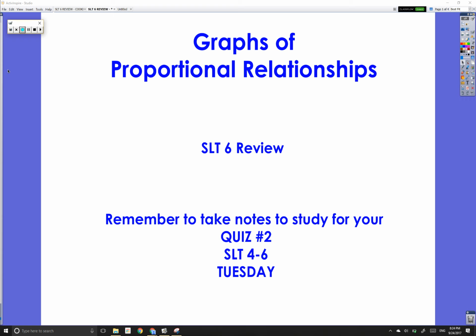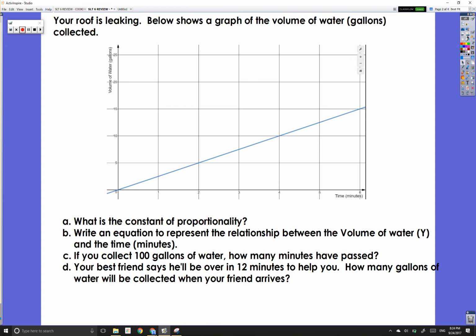So we're going to do a little review of graphs of proportional relationships because you will have your quiz tomorrow, which will be SLT 4 through 6. So this will be a review. After this, you'll continue the module, which will take you through 2 more sets of online practice. Your homework tonight is the last page of your capture sheet, which does say XL on it, and it's a review for the quiz. To start off, here's the question that we're going to do together.